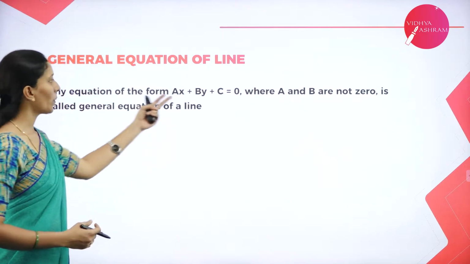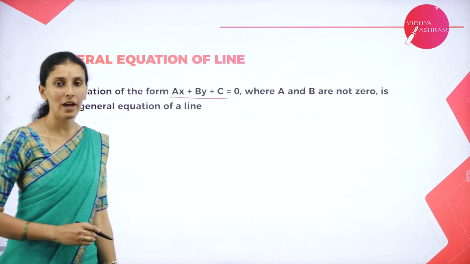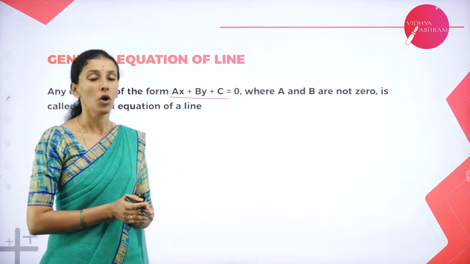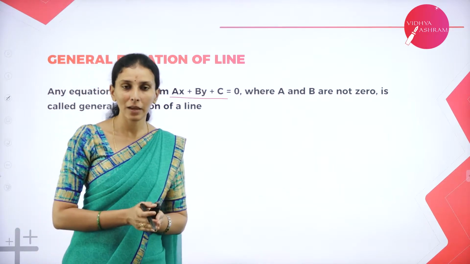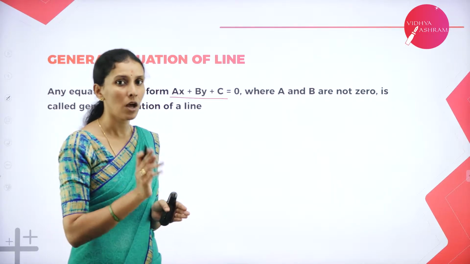So the general equation of a line is expressed in the form of ax plus by plus c is equal to 0, which is a linear equation. What do you mean by linear equation? An equation where the variables have degree 1, or the power of the variable is 1.